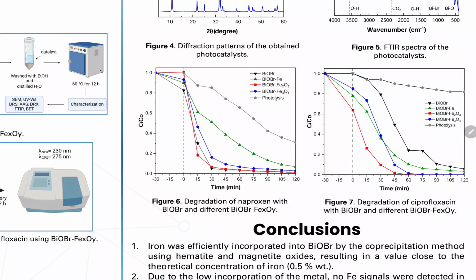Finally, figures 6 and 7 show the degradation of naproxen and ciprofloxacin. The bismuth oxybromide with hematite catalyst showed better degradation in both pollutants compared to the other photocatalysts. As we can see, the red line shows better degradation compared to the other synthesized photocatalysts in both contaminants.